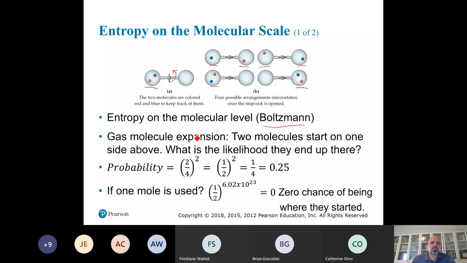So when we're talking in particular about gas, right now we're talking about gas molecule expansion. So when two molecules start on one side, like above, what's the likelihood they end up back on that exact same side? So what's the likelihood that if they start here on the left, that they end up in this particular left-hand side, right? So we have two possible balls, right?